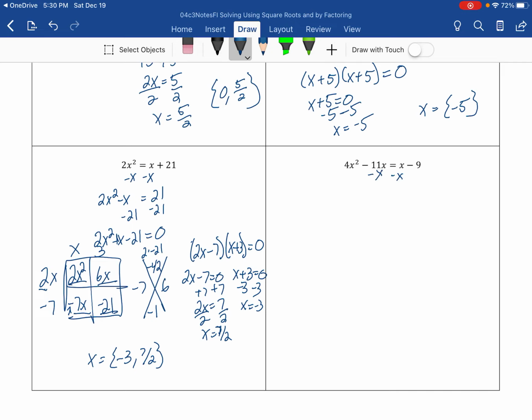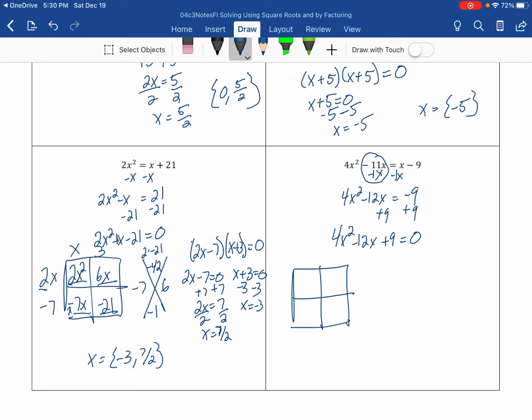This last one, okay, so sometimes you're going to have to combine like terms when you're moving stuff over. So I have a -1x and a -1x. I can combine these. So this is 4x squared minus 12x equals -9. That's 4x squared minus 12x plus 9 equals 0. Okay, so I get everything on one side. So I just add or subtract. So I added 9, make sure you combine your like terms.